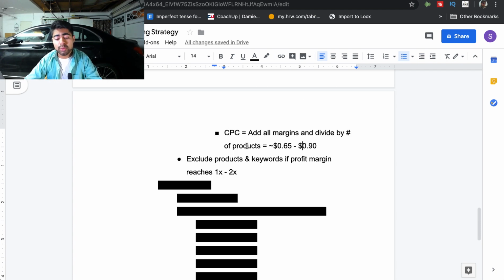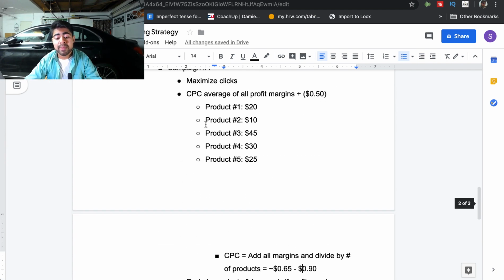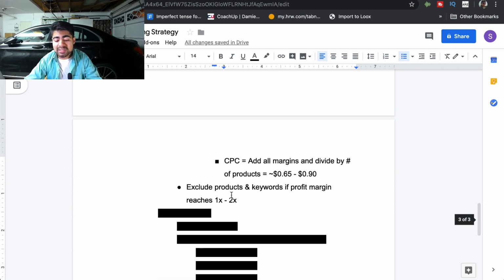But when it comes to excluding products for this specific segment for people with over $1,000 to spend, you want to exclude products and keywords if the profit margin reaches 1 times to 2 times what you were expecting.